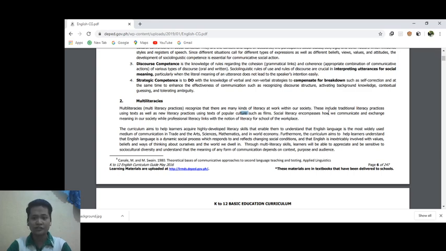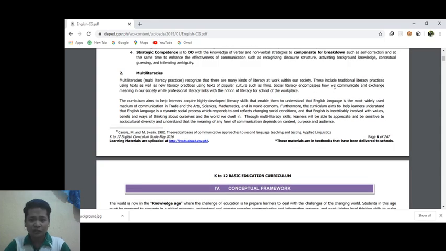So these include traditional literacy practices using text as well as new literacy practices using texts of popular culture such as film. Social literacy encompasses how we communicate and exchange meaning in our society, while professional literacy links with the notion of literacy for school or the workplace. Okay, so that's multi-literacy: how we use language to communicate and exchange meaning in society.